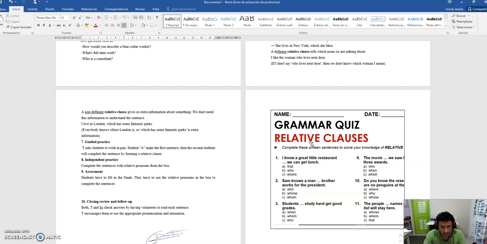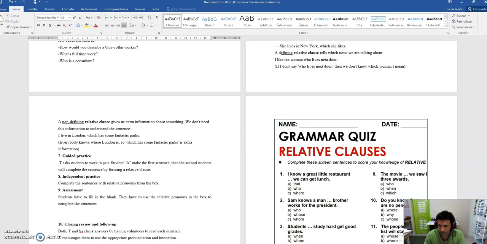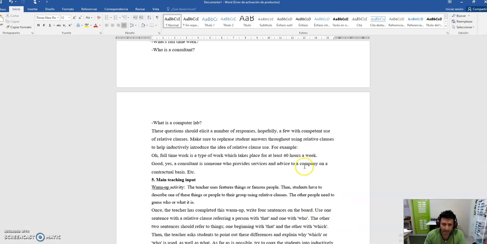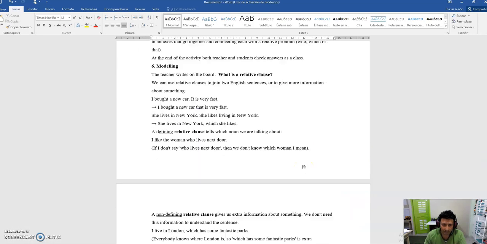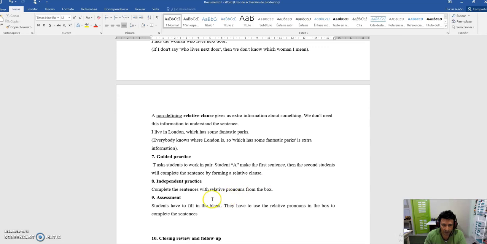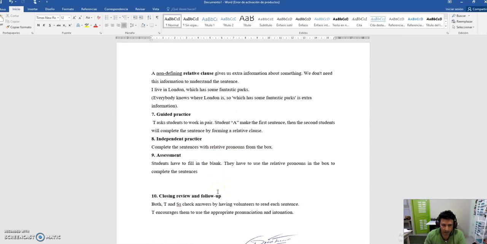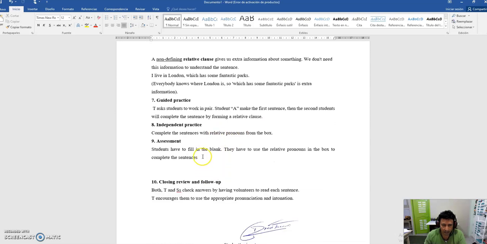For the independent practice, they have to complete the sentences with the relative pronouns from the box. We will see the exercise sheet later. Let me zoom in on my screen. Okay, we are here, independent practice. Now, the assessment.